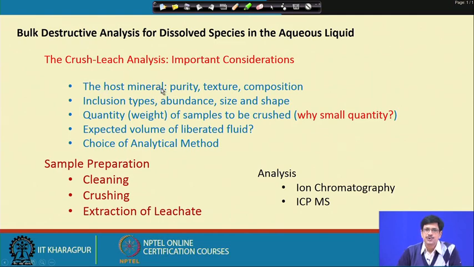So, the purity of the host mineral matters. For example, if we want to analyze ionic species like sodium, potassium, calcium, magnesium, iron, and anion species like chloride, fluoride, bicarbonate and carbonate, then it is always essential to see which host mineral we are going to carry out the study in. They should have very limited solubility under room temperature conditions when we are crushing them in deionized water.